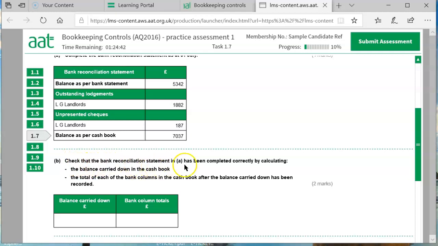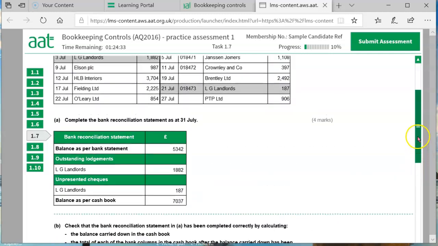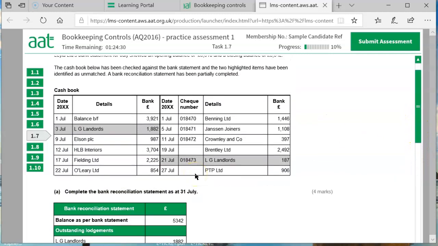Okay, they are asking you to do that actually here. Check that the bank reconciliation has been completed correctly by calculating the balance carried down in the cash book and the total of the columns in the bank. So let's take a look at the cash book. Okay, so let's calculate the balance. First I'm adding up all the items on the debit side. So 3921 plus 1882 plus 987 plus 3704 plus 2225 plus 854. Because it's the debit side, all the values have to be added for balancing. So the debit total is 13,573.